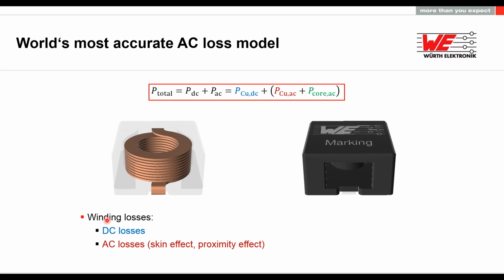Of course, the windings will have both the DC resistance losses that are created by the copper wire, and also the AC losses, which are created by skin effects and proximity effects. This is also taken into account when Würth Electronics creates an AC loss model. And of course, the core losses, which are from hysteresis and eddy current losses. All these losses put together is what we calculate as the total loss of the inductor.